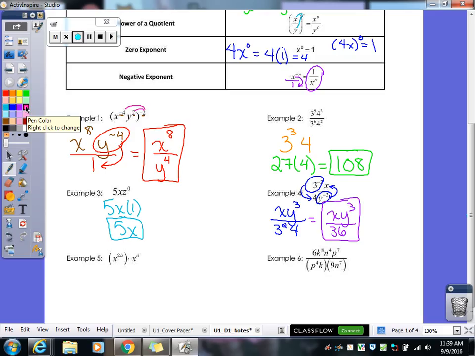All right, example 5, we have a like base. We have a base of x. We're multiplying them. So what do we do with our exponents? Add them. Perfect. So we have 2a plus 1a would give us x to the 3a.